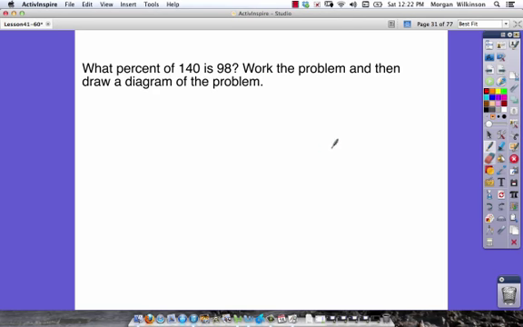Alright, we'll go back to a little bit bigger pen. We have what percent of 140 is 98? So WP, what percent, times 140 equals 98. Now we've got to remember we're working with what percent. So we're going to have to change it into a percent in the end. In order to figure this out, we want WP by itself, so we're going to divide both sides by 140.